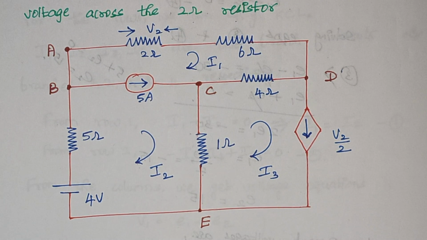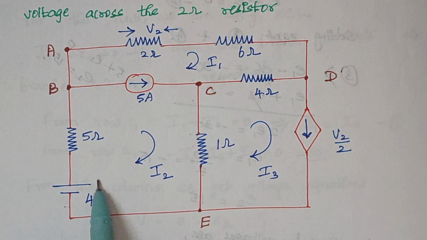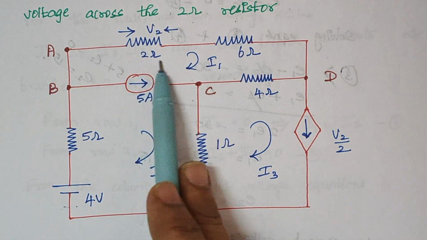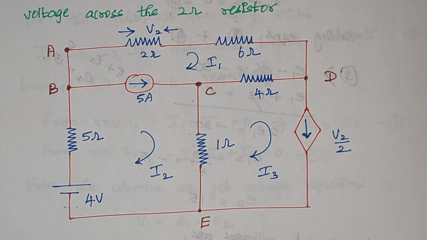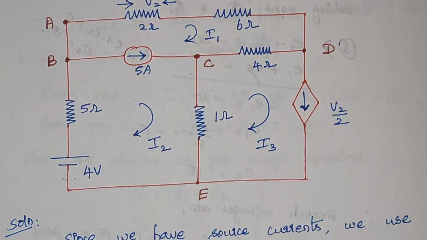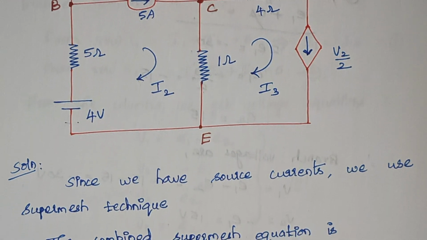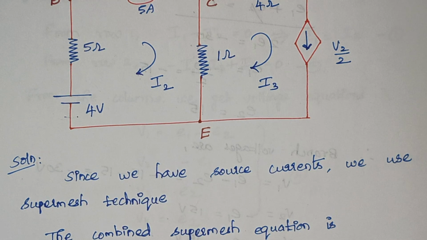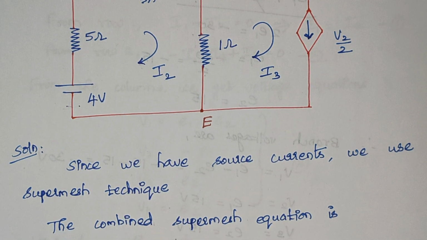So here this is the given circuit diagram. We have to find the power delivered by the 4 volt source, right? Here is our 4 volt source and the next one is voltage across the 2 ohm resistor. We need to calculate. So here, since we have source currents, we are using the super mesh technique. The super mesh technique is a bit different, but it is quite easy to adapt. So here we are going to write the super mesh equation.